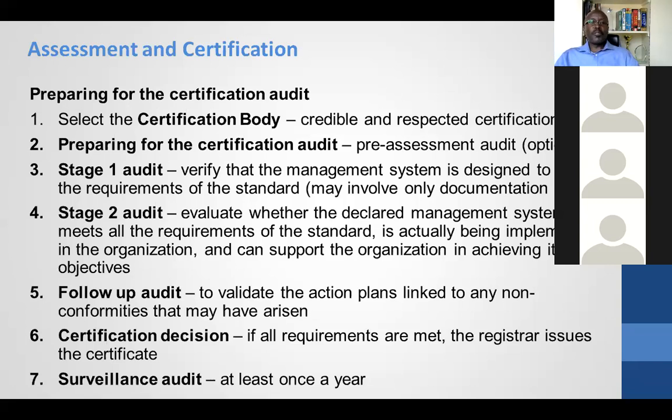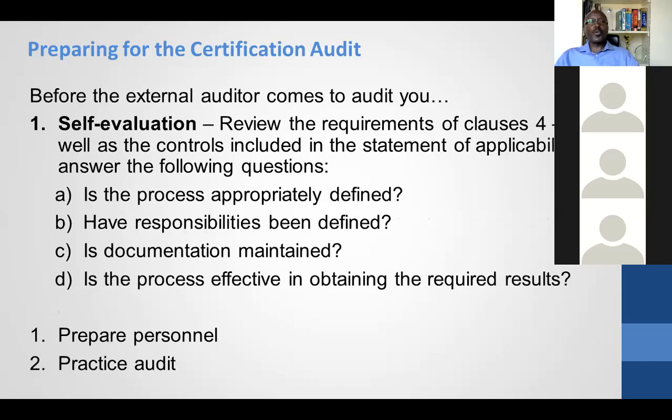Then there will normally be follow-up audits to validate whether action plans that are linked to any non-conformities have been done. And of course, a certification decision is made. If all the requirements are met, again, note it's all requirements have to be met for the certification decision to be made. Then the certification body issues you the certificate. And once that happens, every year they have to do a surveillance audit to just ensure that you are continuously doing what you are required to do.